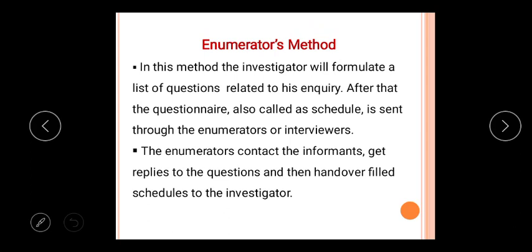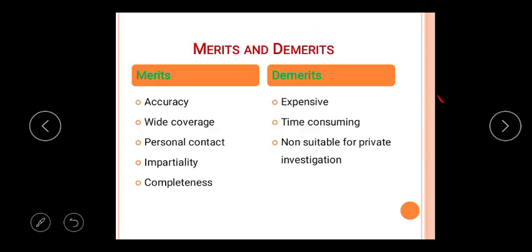Dear students, the questionnaires which are filled by the enumerators themselves by putting questions to the respondents are called schedules. Now the merits and demerits of the enumerators method. Firstly, the merits of this enumerators method.